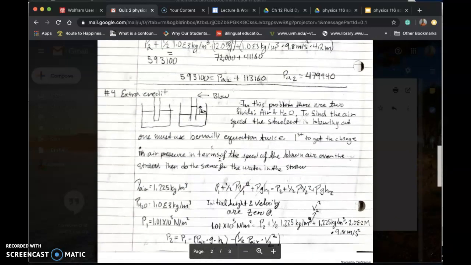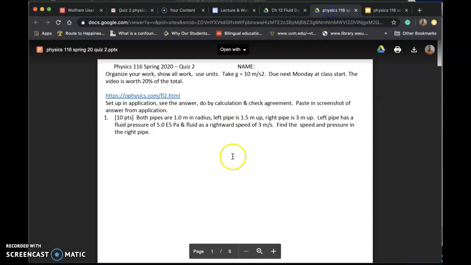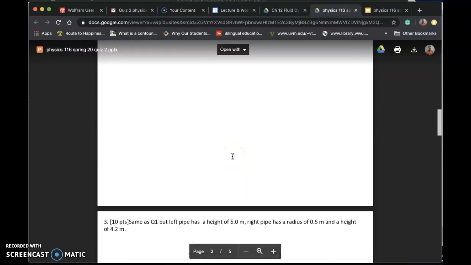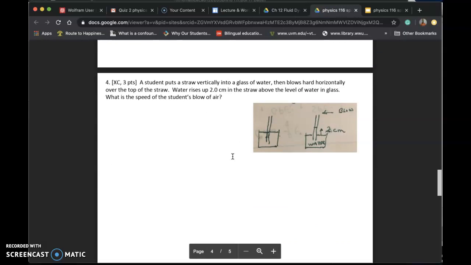This one's extra credit. So in this one, here are the numbers, but first let's go over the problem. Okay, so the student puts a straw vertically into a glass of water. They blow hard horizontally over the top of the water. Water rises up 2 centimeters in the straw above the level in the glass. Now we need to find what the speed of the air the student is blowing is.